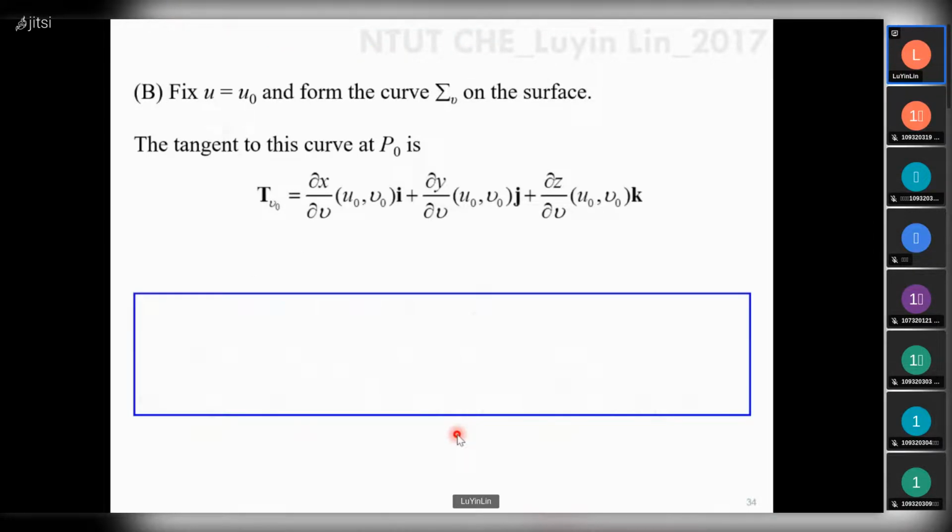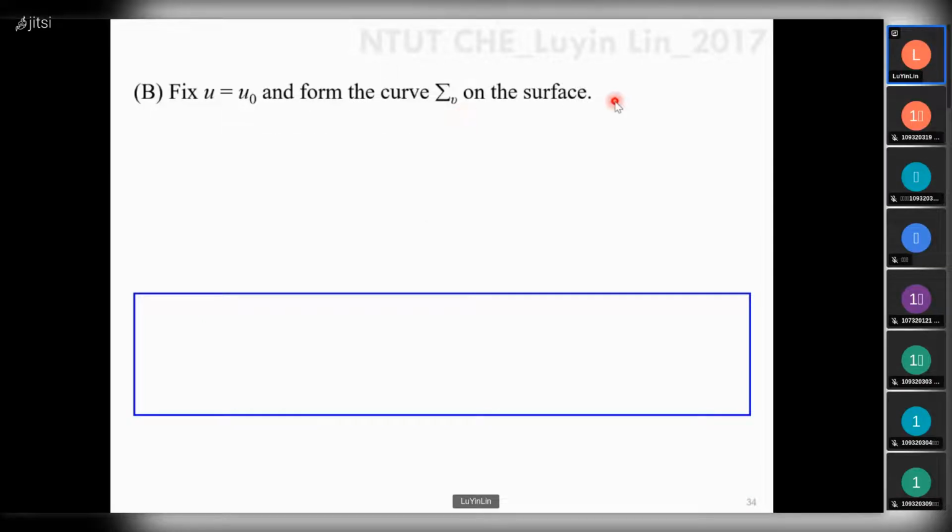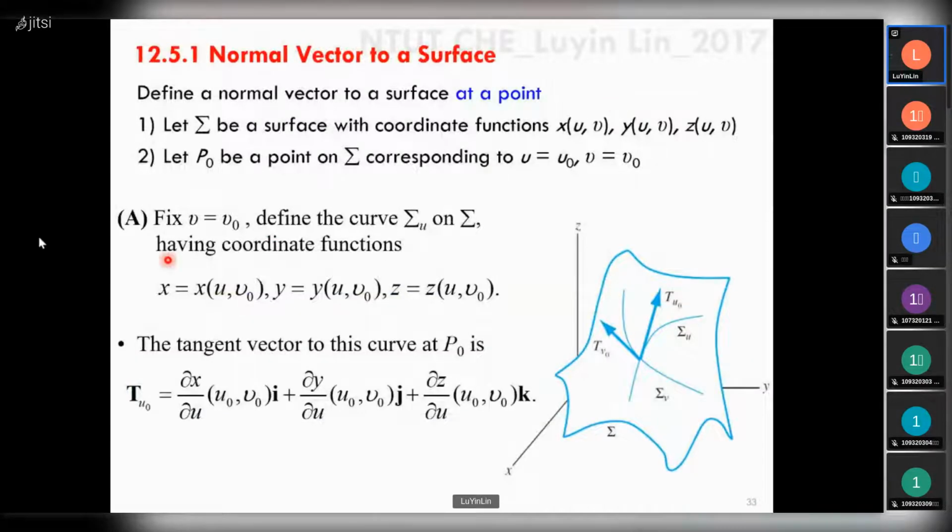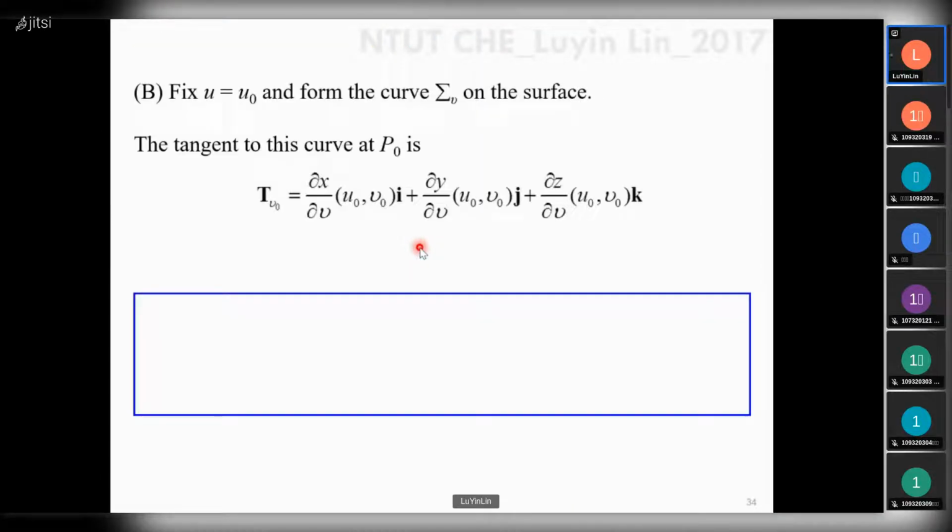Okay, so for part B, in part A we fix V equal to V0, right? So for part B we fix U equal to U0. Then you will get a curve sigma V. You can compare with step A. Step A is to fix V equal to V0, and you get sigma U. Step B, you fix U equal to U0, and you get sigma V. Okay, so everything is the same.